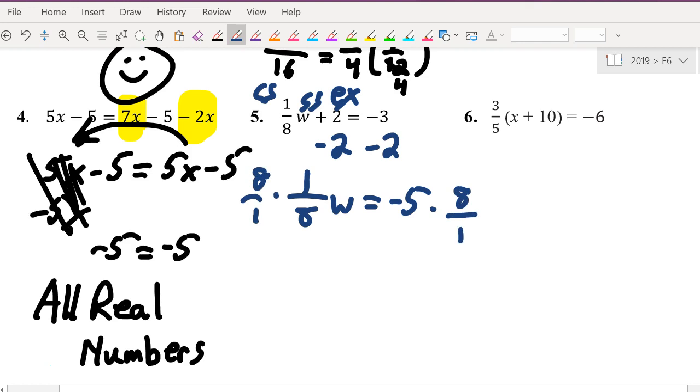So, who asked me that before? How do we know if we multiply on both sides? You see this? This is a fraction here, 1/8 times W. So we do the reciprocal, 8/1. So W is equal to -40. I don't know if that looks right, though. That's a big number. So I would want to check it.